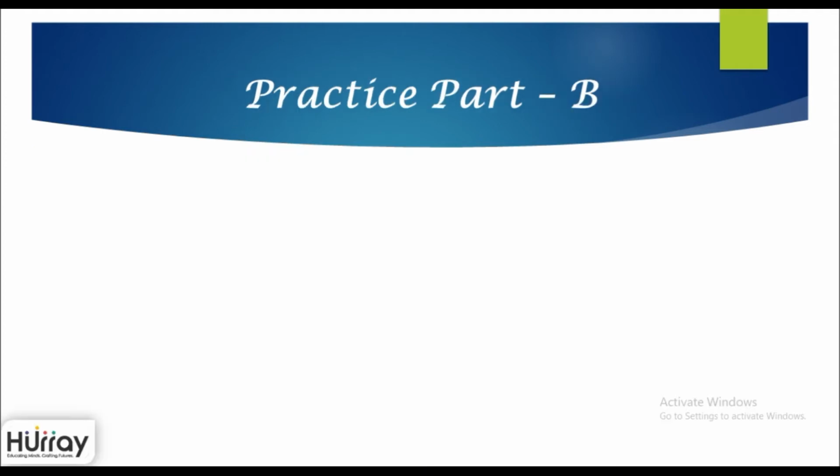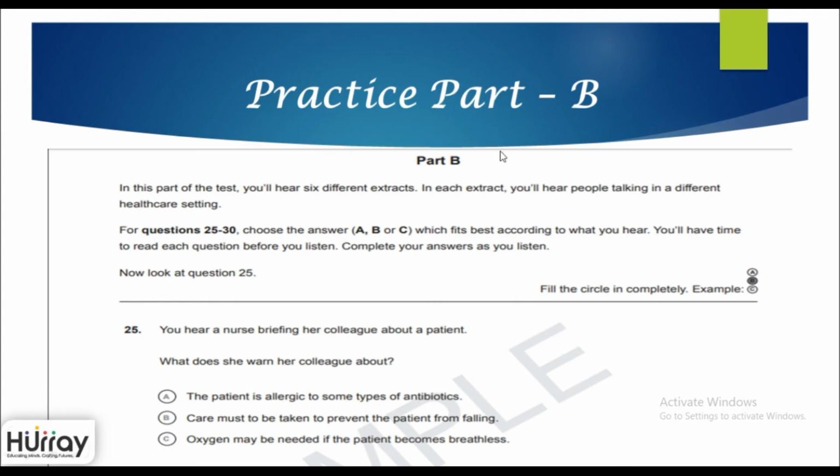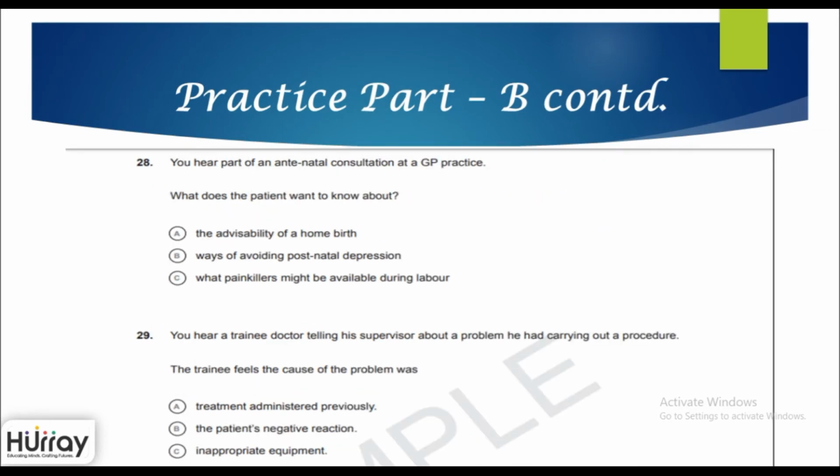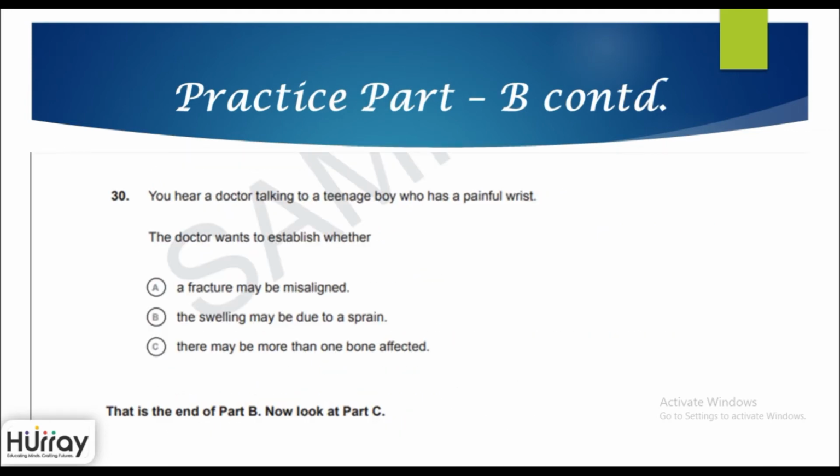This is practice part B. This is how it looks. Your instruction is given here. As you can see, questions 25 to 30. This is your context. This is the question asked. This is the kind of recording you will be hearing, and these are your options. You need to select the best one within the context of the given question. This is practice part B continued. Continued again. Now this is the end of part B, the 30th question. Now you need to look at part C.